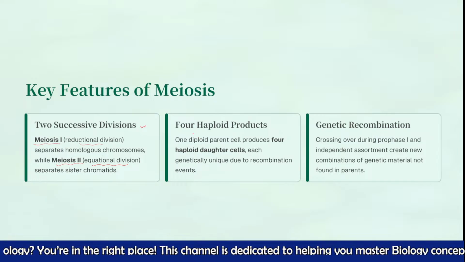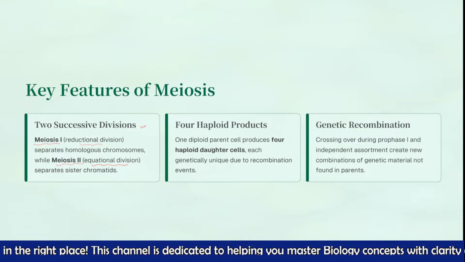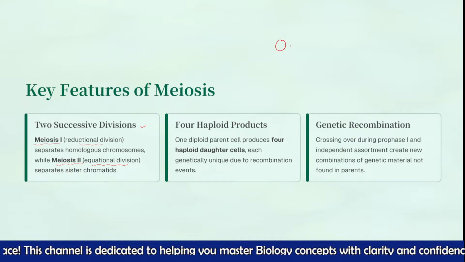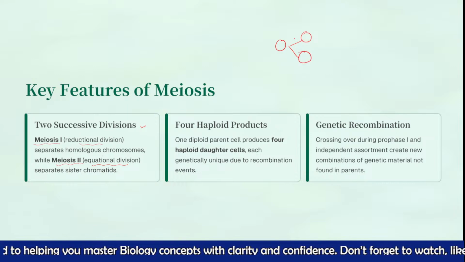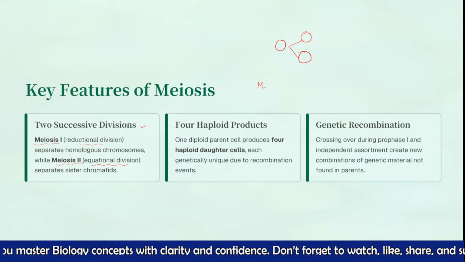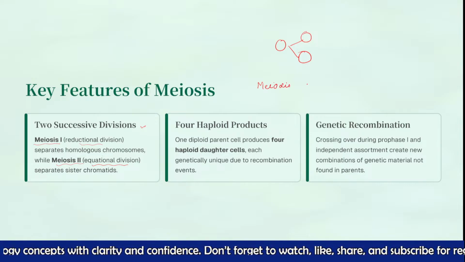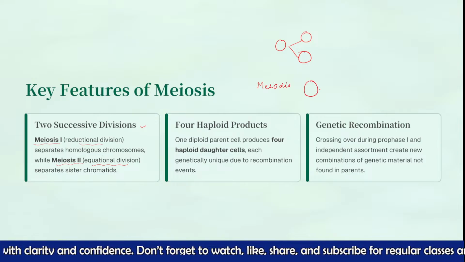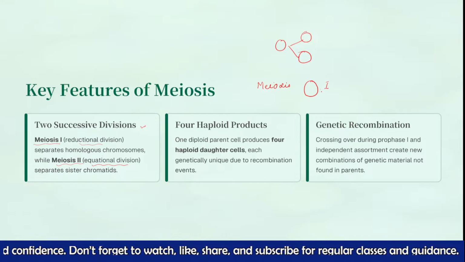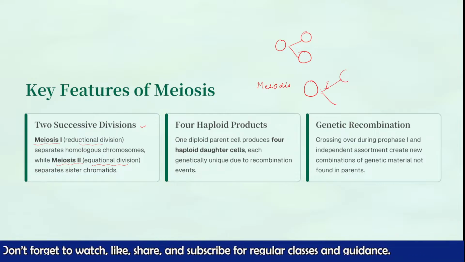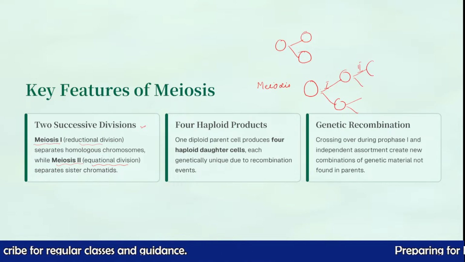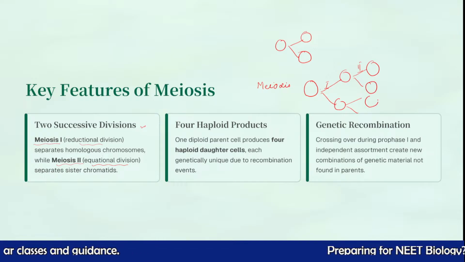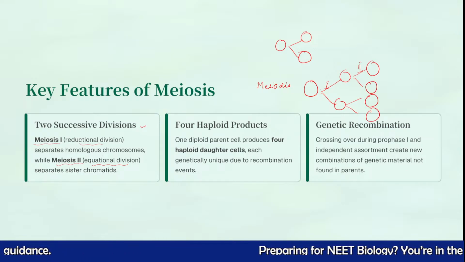Okay, then four haploid products are formed. In mitosis, one cell undergoes division to form two daughter cells, right? But here in meiosis, what happens? One cell undergoes the first meiotic division to form two cells. It undergoes the second meiotic division, right? So the second meiotic division results in the formation of how many cells? Four cells, and they are haploid cells.